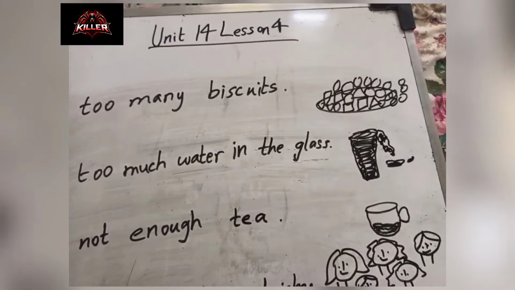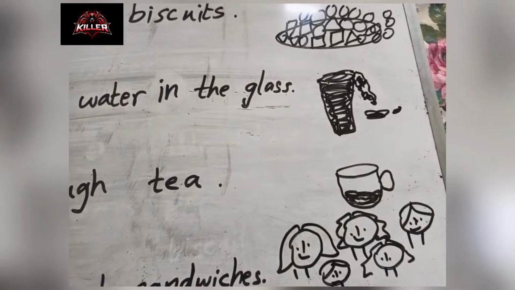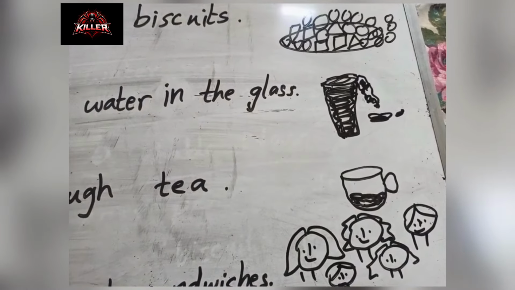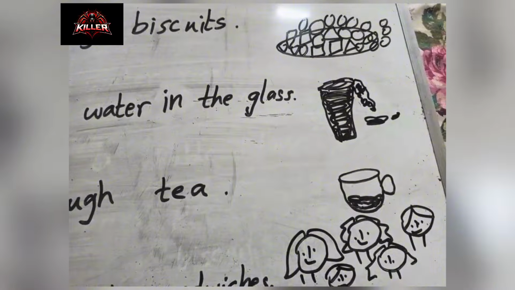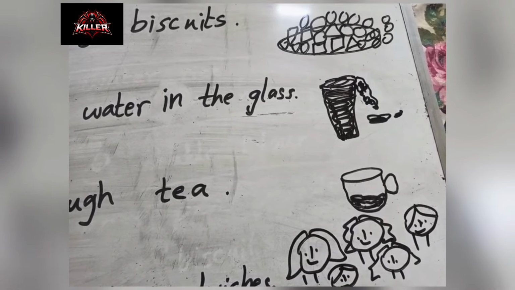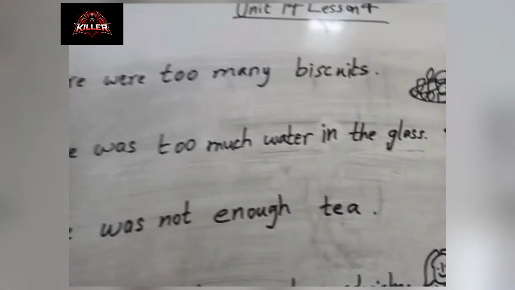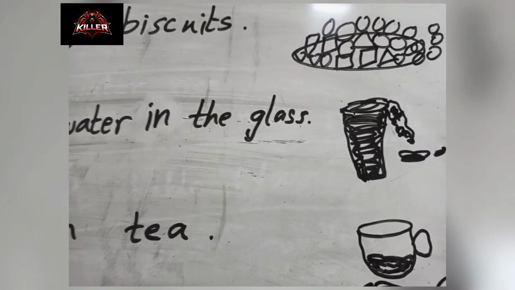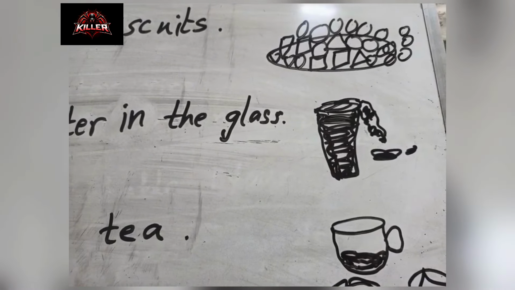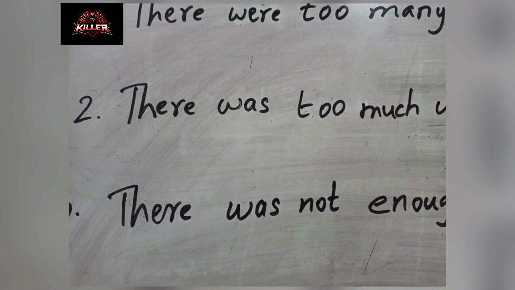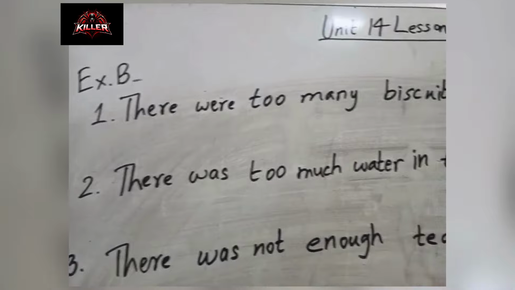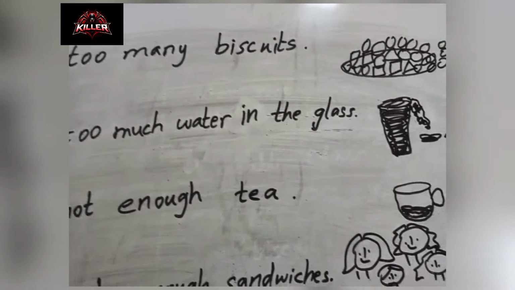or you could also say there were too many biscuits in the plate. In the second picture, there is a glass that is overflowing and there is water in it which is overflowing from it. So in this case, you know that water is uncountable, so you will use too much for water and you will use was with uncountable. So you will make the sentence there was too much water in the glass.